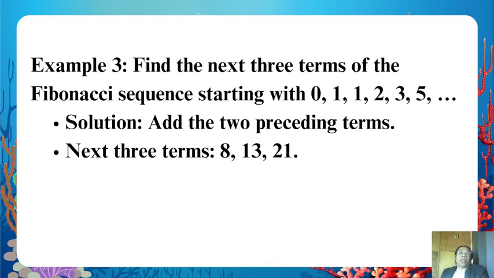Example number 3. Find the next three terms of the Fibonacci sequence starting with 0, 1, 1, 2, 3, 5. Solution, add the two preceding terms. So the next three terms would be 8, 13, and 21.